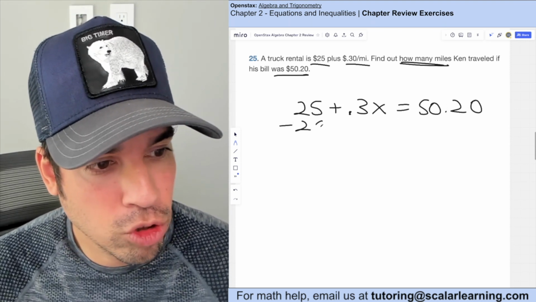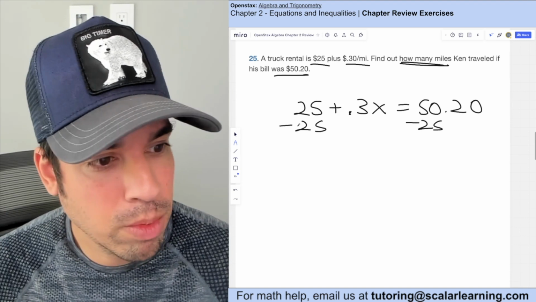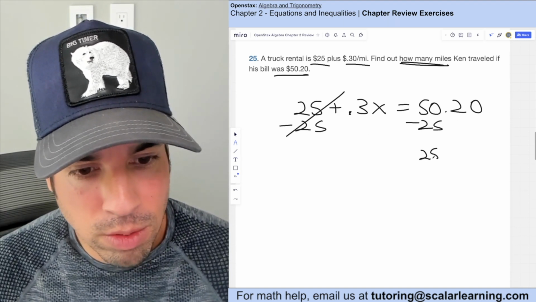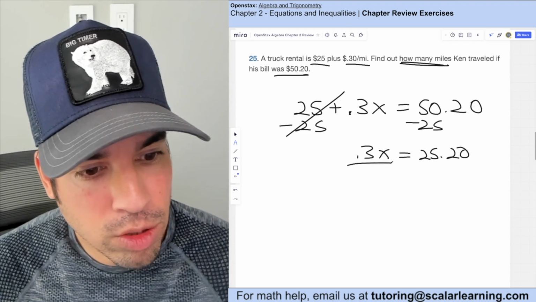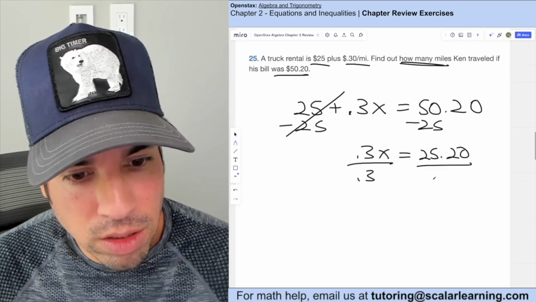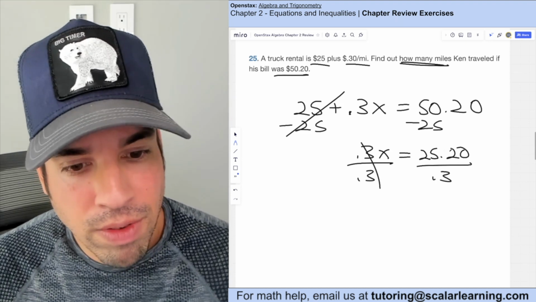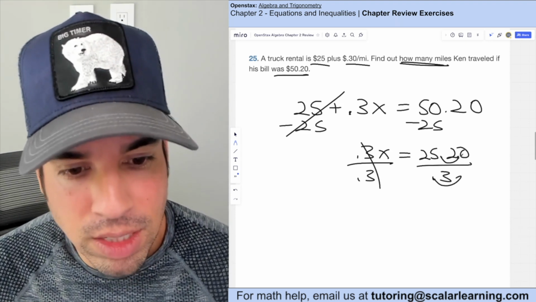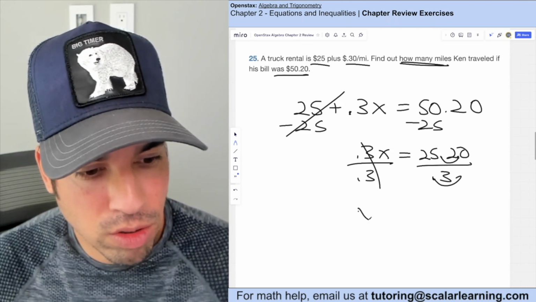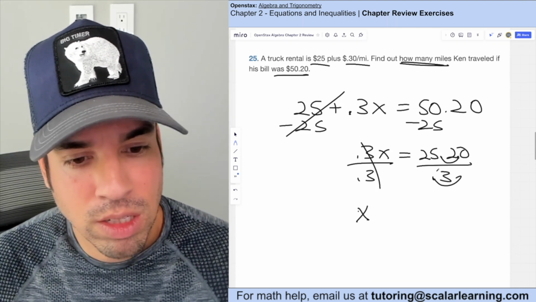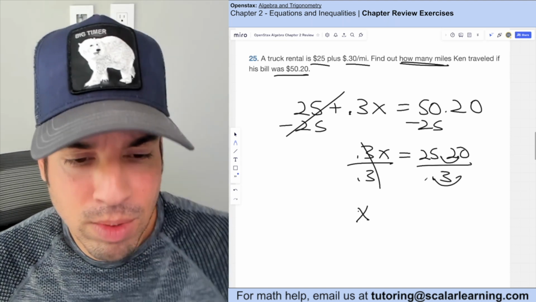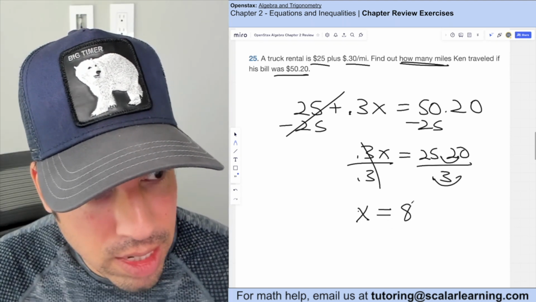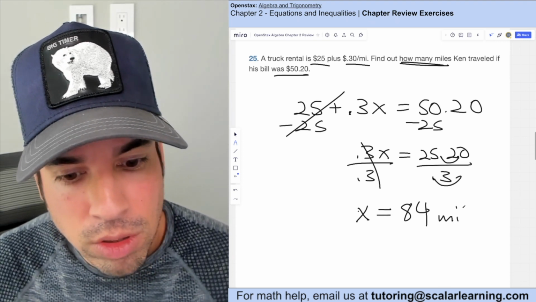So I'm going to start by subtracting 25 from both sides, right? 50.20 minus 25 is 25.20, and we leave that decimal on there. Last but not least, we're going to divide both sides by 0.3. So check this out. 25.2 divided by 0.3 is like 252 divided by 3, so that we can do mentally a little bit more easily. 3 times 80 is 240, and we need another 4 to get that additional 12. So this becomes 84 miles.